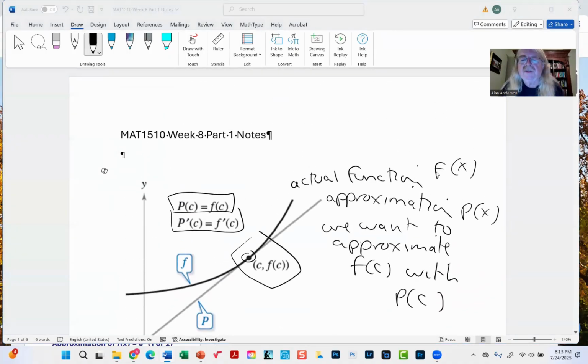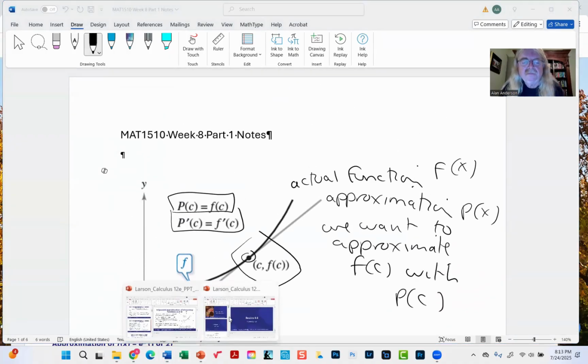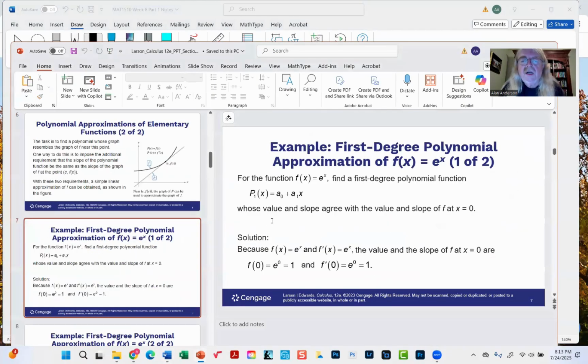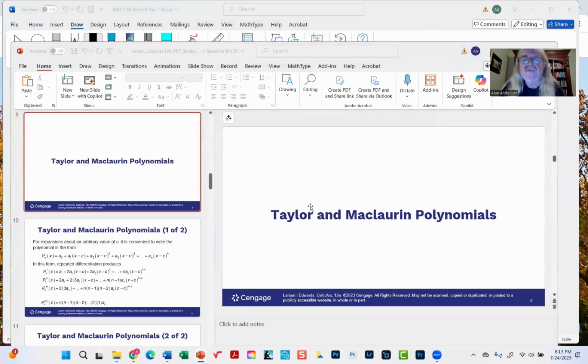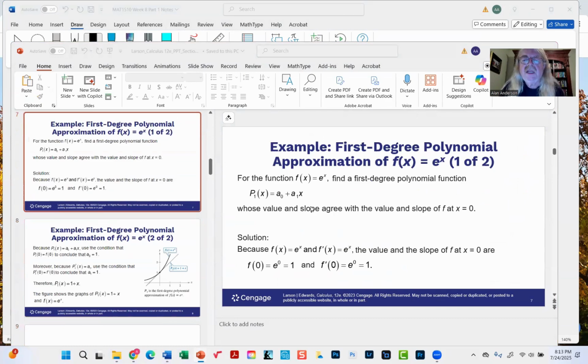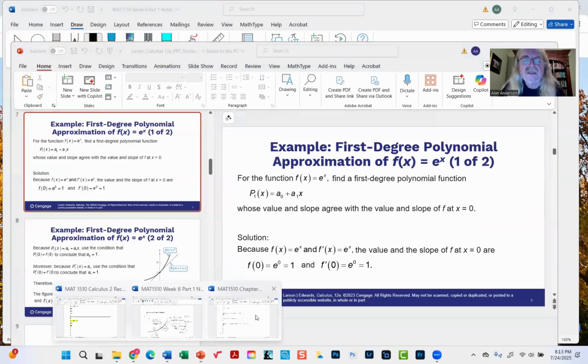All right, so how do we do this? We'll start with f of x equals e to the x power. And they're telling us that they want us to find as an approximation a first degree polynomial, which simply means a linear function, which is written like this. Okay, so let's see how that works.